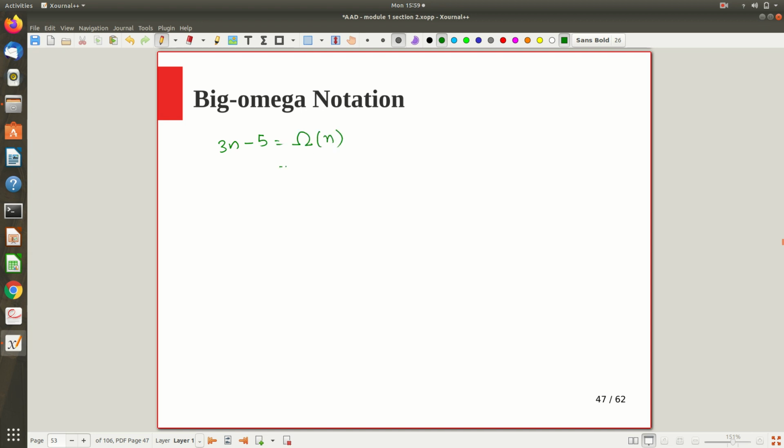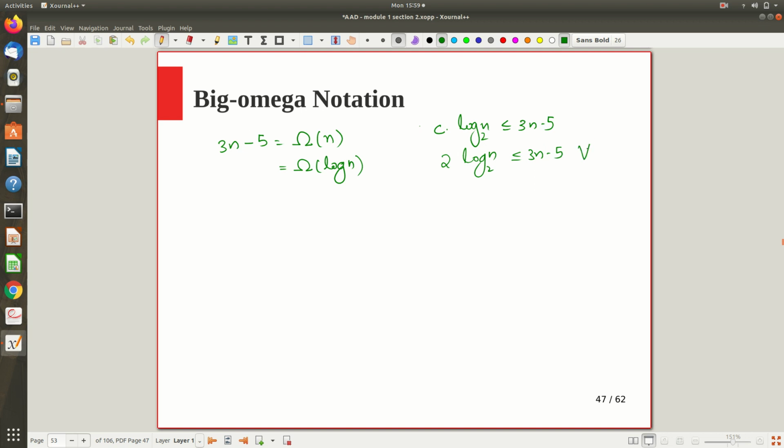And now what about log n? Is it lower bounded by log n? Definitely it is a smaller quantity, right? So this will be true, but formally if you want to show it, you have to find some C times log n which is less than or equal to 3n minus 5. You can try with some value. Let me try 2 log n, where log n is by default to the base 2, less than or equal to 3n minus 5.